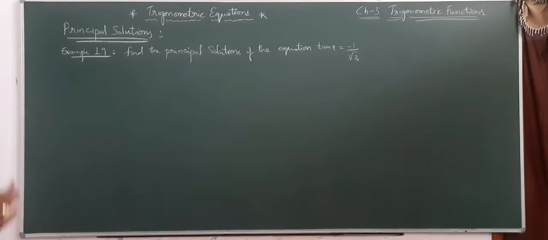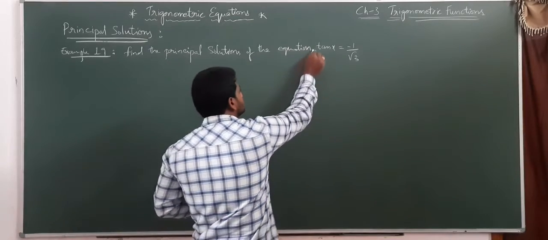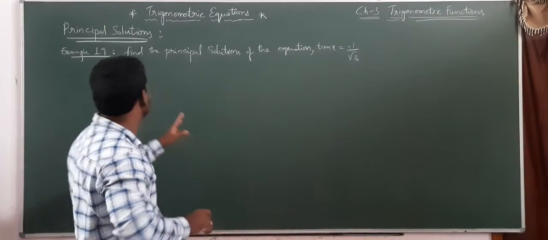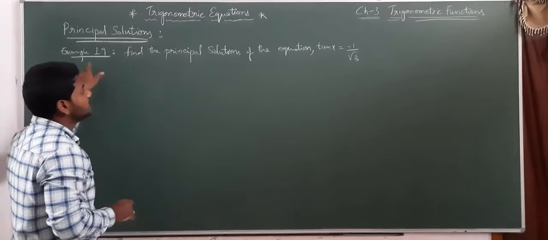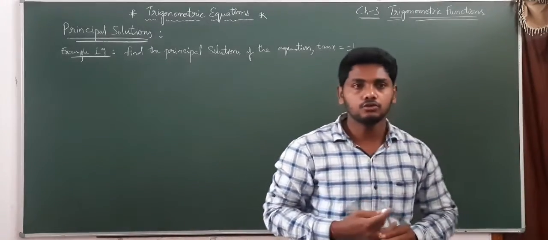Now we will solve the trigonometric equation to find the principal solution. See, for example, the question is example 19. Find the principal solutions of the equation tan x equal to minus 1 by root 3.